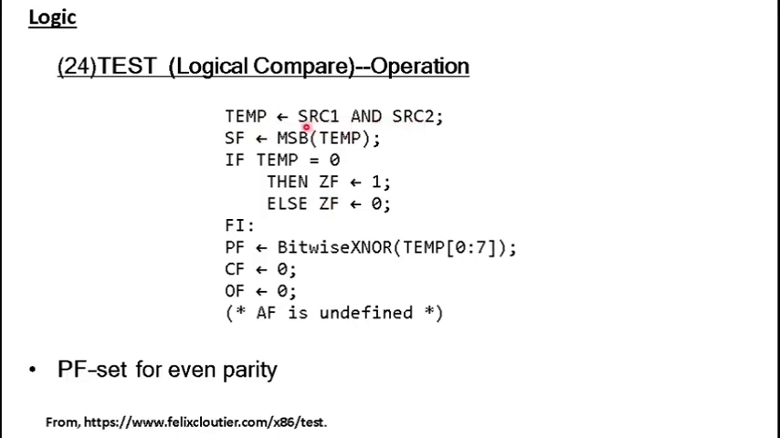If the result that we got is 0, then the zero flag will be set as 1, else the zero flag will be set as 0. Then regarding parity, the parity flag will be set based on the parity of the final result. If it is even parity, the parity flag will be set. If it is odd parity, the parity flag will be cleared.